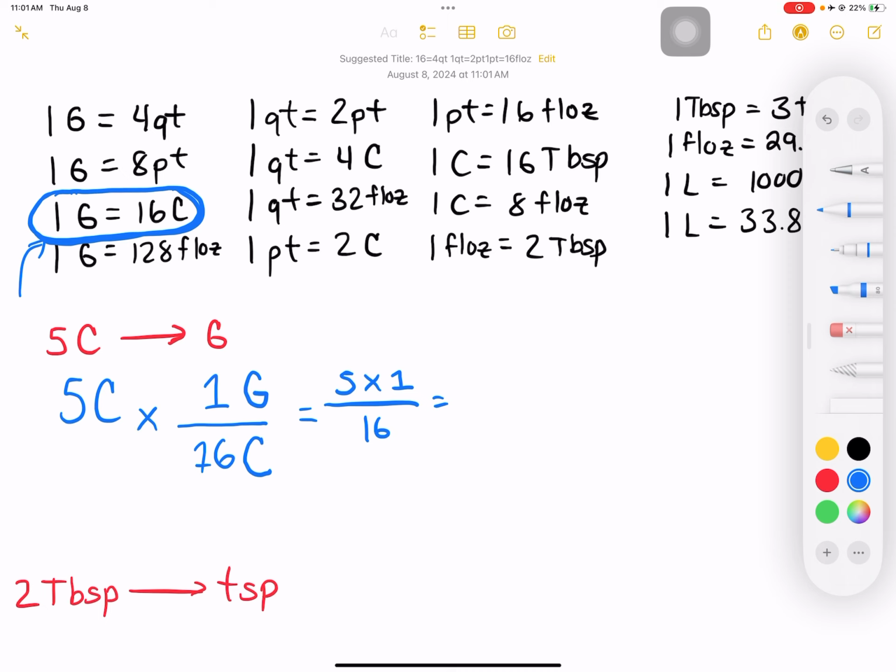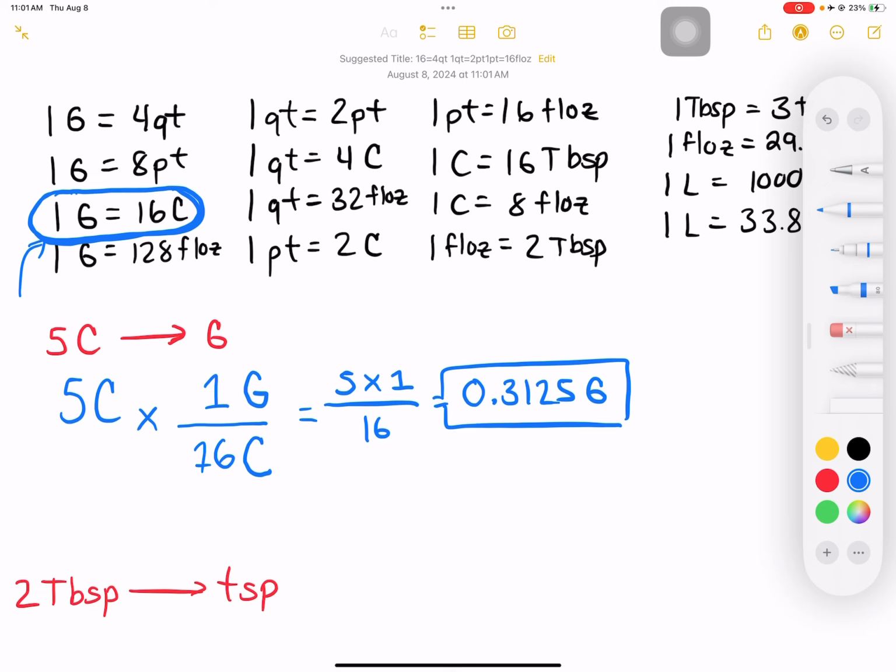I'm just going to plug it in the calculator straight. 5 times 1, that's 5. Divide by 16. This is 0.3125 gallons. And that will be my equivalent for 5 cups.